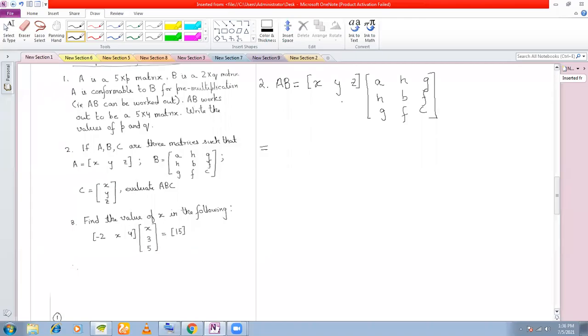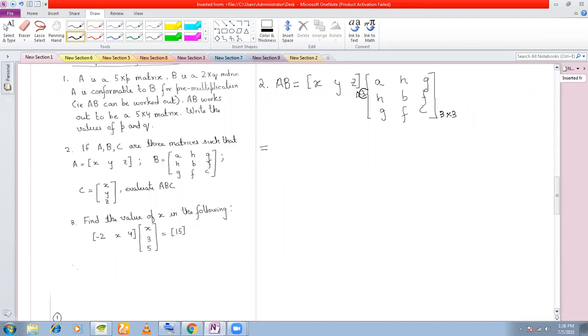We are now calculating A into B. So first see whether we can calculate or not. What is the order of this matrix? This is 1 by 3, isn't it? One row and 3 columns. And this is how much? 3 by 3. Now check.